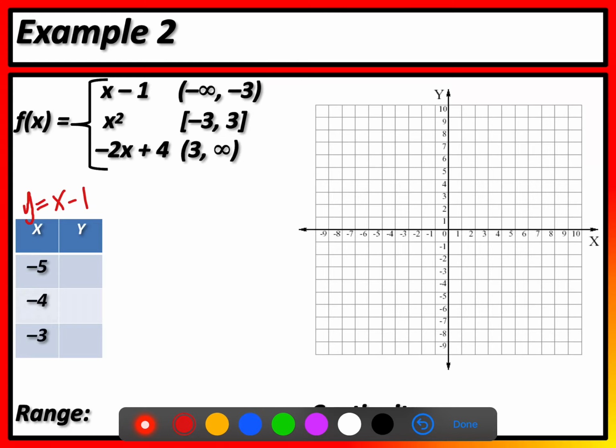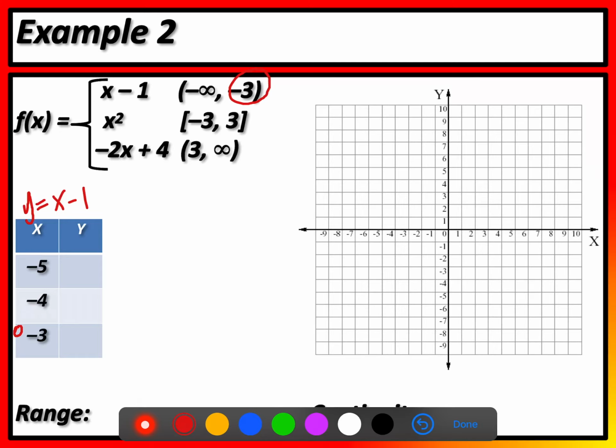That's my first function. And this is saying negative infinity up to negative 3. So negative numbers that go up to negative 3. So I've used negative 5, negative 4, and negative 3. Okay, you could do a couple more if you wanted more points, but 3 is the minimum. And I'm looking at the interval that they've given me for negative 3. I see that it's a parenthesis, so I'm going to put an open circle next to my table.